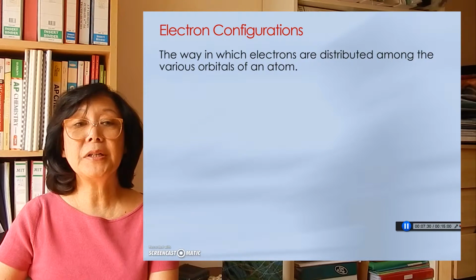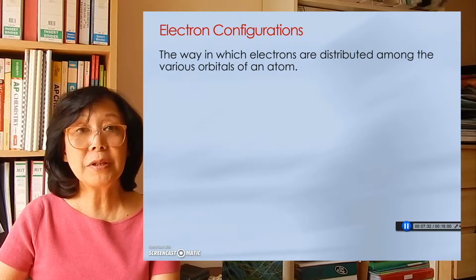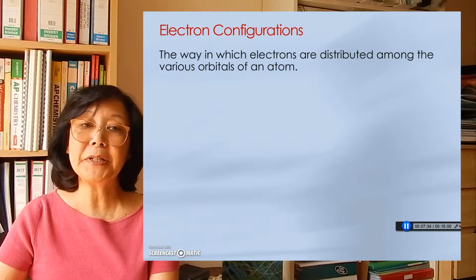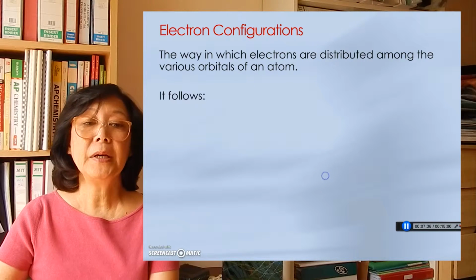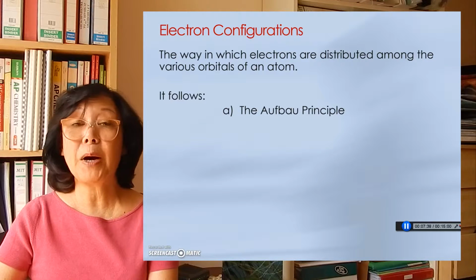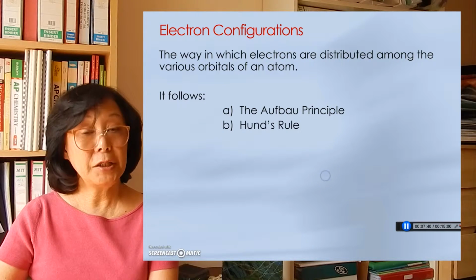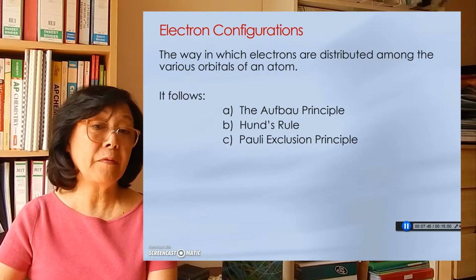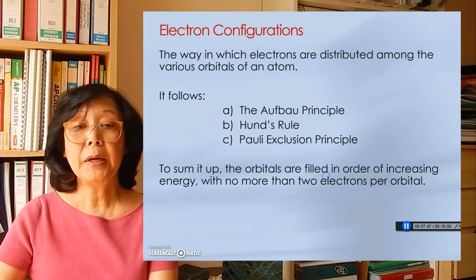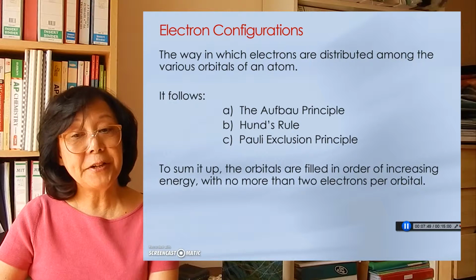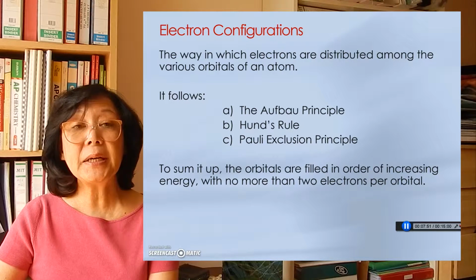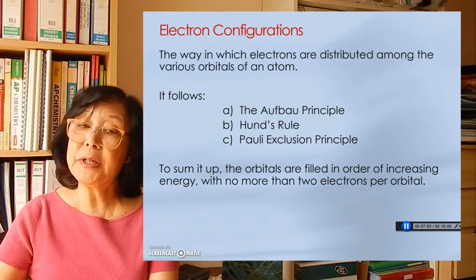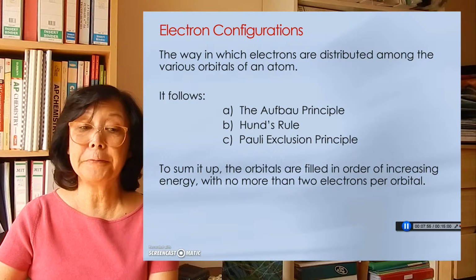Electron configuration is really the way in which electrons are distributed among various orbitals of an atom. It follows the Aufbau principle, Hund's rule, and the Pauli exclusion principle, which I have previously mentioned. To sum up, the orbitals are filled in order of increasing energy with no more than 2 electrons per orbital.